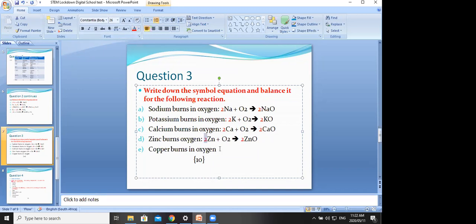Copper burns in oxygen as well. Getting an oxide. Cu plus O2. What do we get?